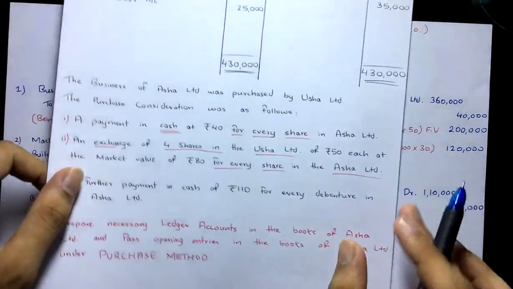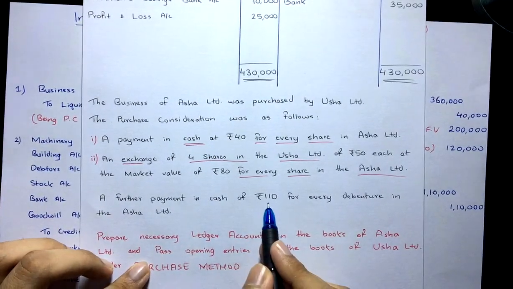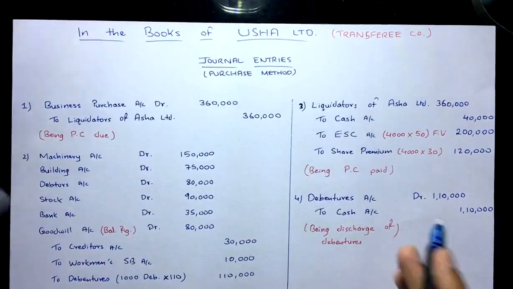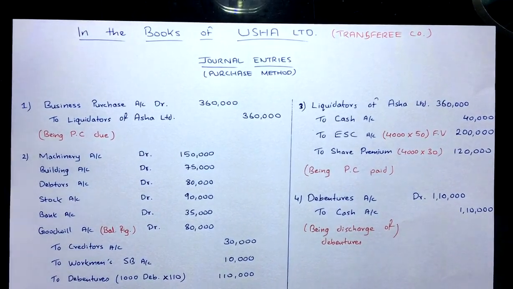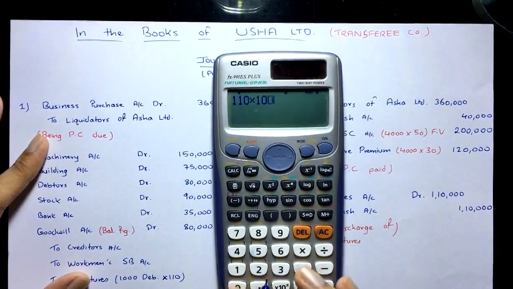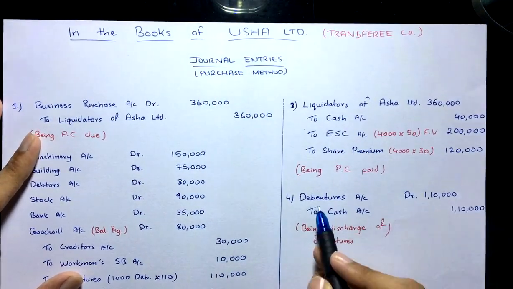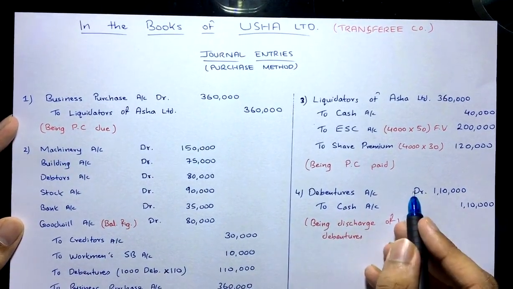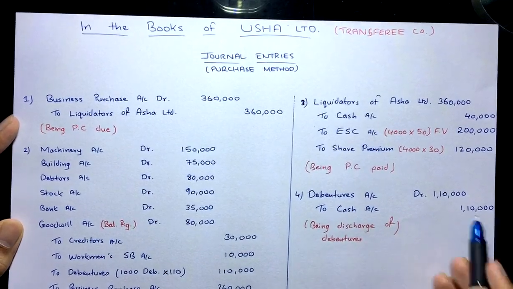Simple. We have to cancel the debentures and pay cash to them. How much? 1,10,000. 110 rupees for every debenture. How many debentures are there? 1,000 debentures. So 1,000 debentures into 110 is equal to 1,10,000. So in the debentures account, you have to cancel that liability. You're making their payment, right? Debentures account debit, cancel the liability, and then make the cash payment. Cash is getting reduced, it is going out, so credit that.